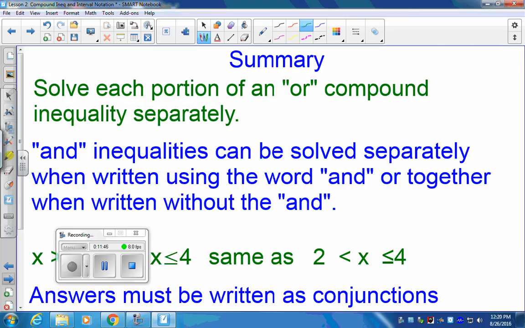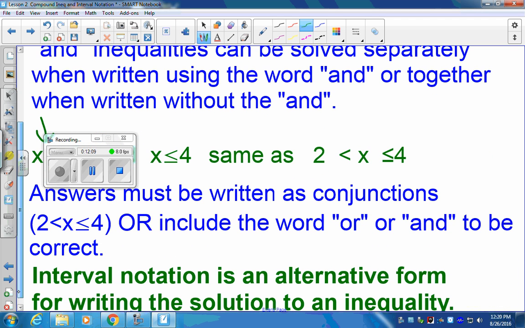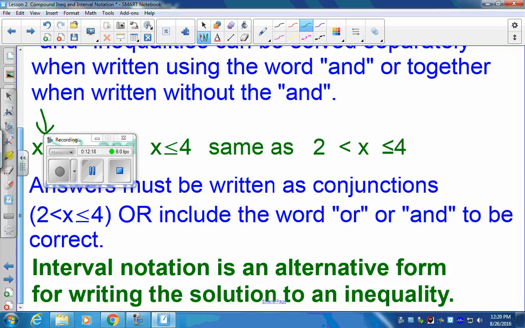As a quick summary, solve each portion of an or compound inequality separately. And inequalities can be solved separately when written using the word and, or together when written without the and. All right, so that's what it's saying down here. X is greater than 2 and x is less than or equal to 4 is the same as writing one big inequality. Answers must be written as conjunctions or include the word or and to be correct. Okay, so you need to make sure you know what you're going with there. An interval notation is an alternative form for writing the solution to an inequality.